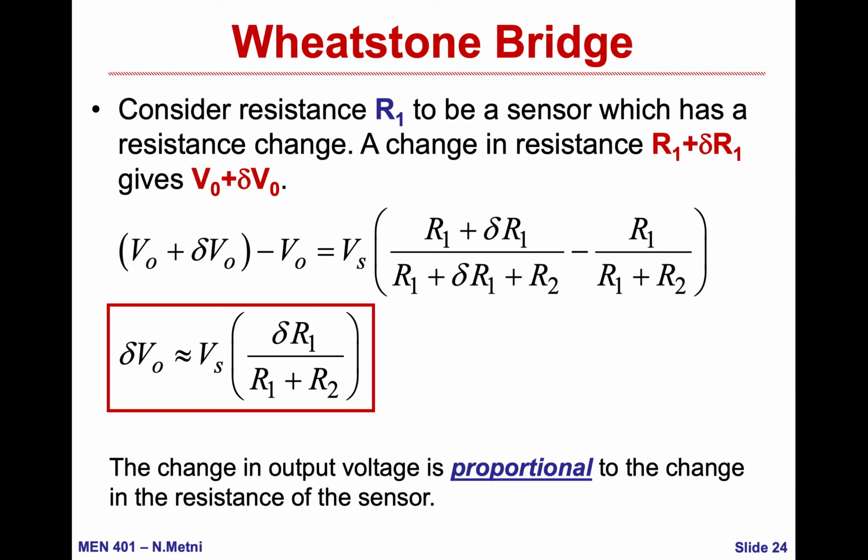Pay attention, this jump from this equation to this equation cannot be made unless the condition holds that delta R1 should be very, very small compared to R1 plus R2. If it is not very, very small compared to R1 plus R2, I keep this relation as my bridge relation, which will be a nonlinear relation, but I will be able to find the delta V0 and delta R1 relation.